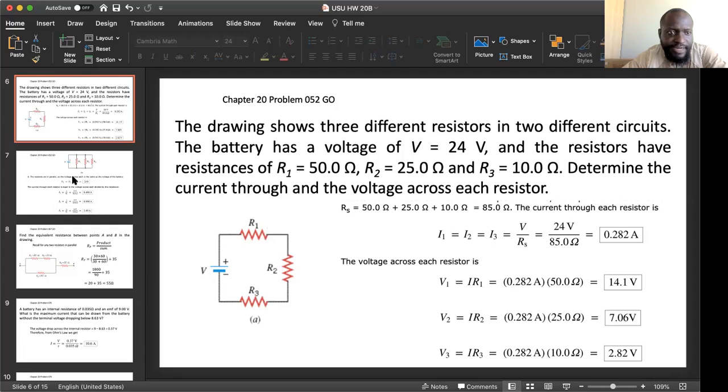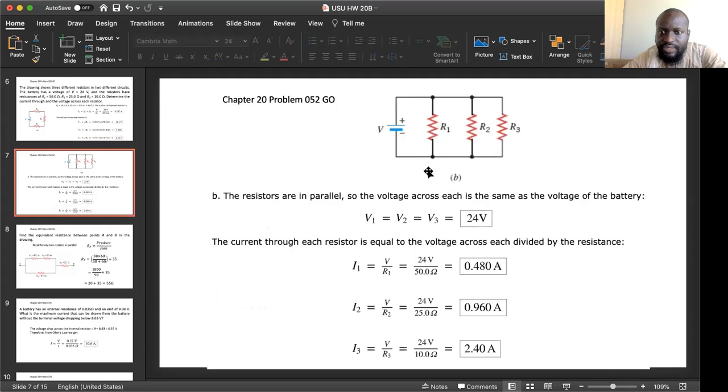That's how you solve the A part. Let's go to the B part when they're in parallel. So in parallel now, they have the same voltages, V1, V2, V3, the same as 24 volts, but the currents are different. So how do I get current 1? Total voltage over R1. Current 2, total voltage over R2. Current 3, total voltage over R3. Just the same Ohm's law that we use. So this is how you get different voltages for series connection and different currents for parallel connection through different circuit elements.